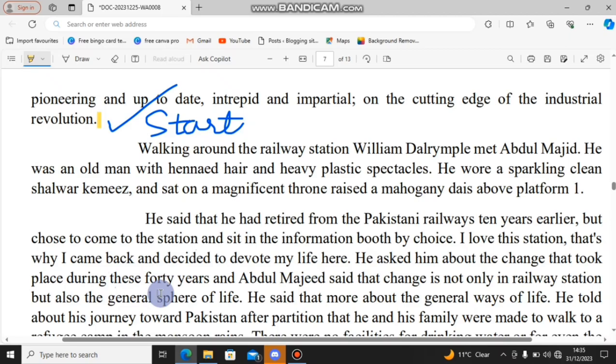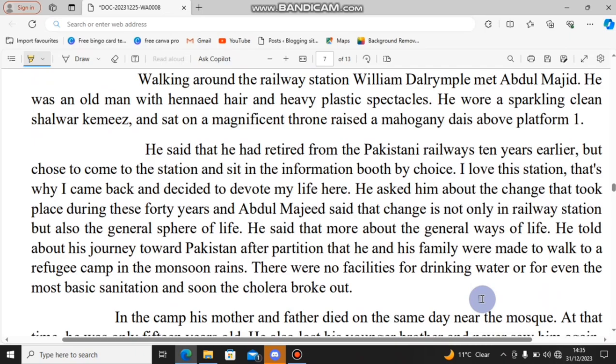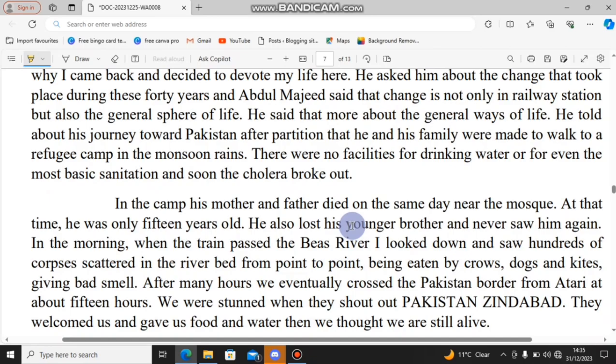He told about his journey toward Pakistan after partition, that he and his family were made to walk to a refugee camp in the monsoon rains. There were no facilities for drinking water or even the most basic sanitation. And soon cholera broke out. In the camp, his mother and father died on the same day near the mosque. At that time, he was only 15 years old. He also lost his younger brother and never saw him again.